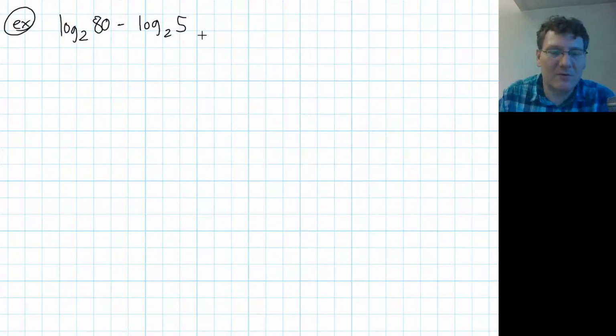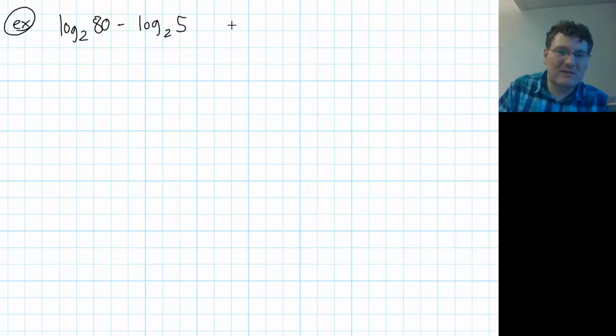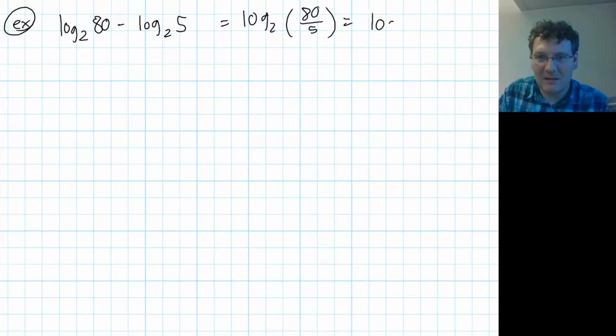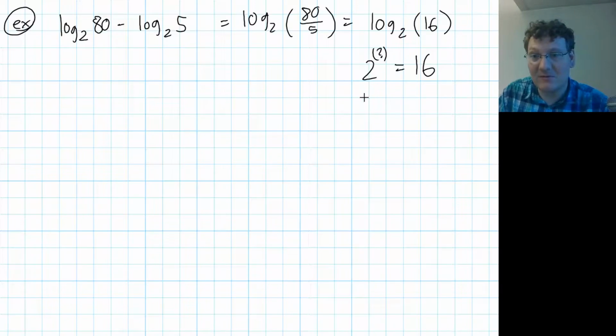Okay, so now for example, if you have this logarithm and you want to try to simplify it, what you can do is realize, oh, this is a difference of two logarithms. So that's actually the log base 2 of 80 divided by 5, which, you guessed it, is going to be log base 2 of 16. And now you can ask yourself, 2 to what power is equal to 16? And that answer is 4, right?